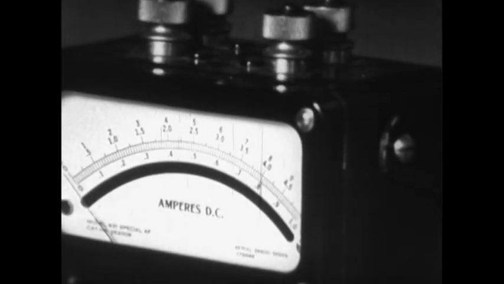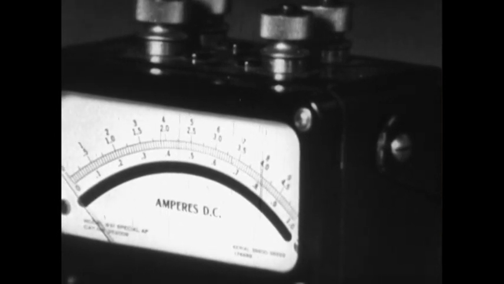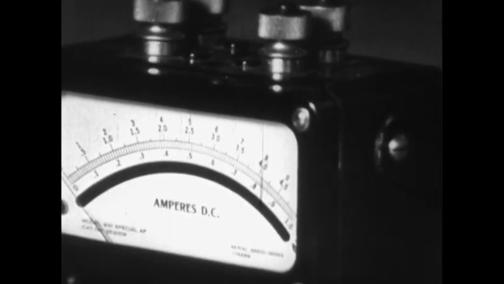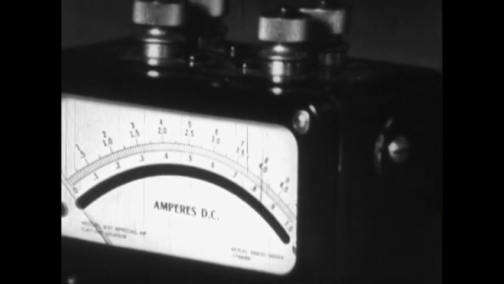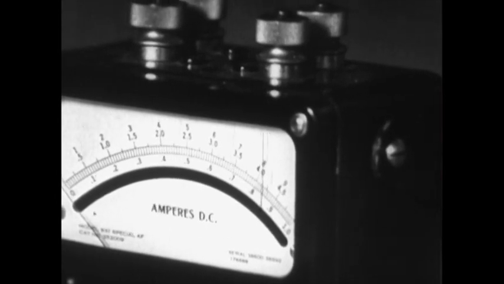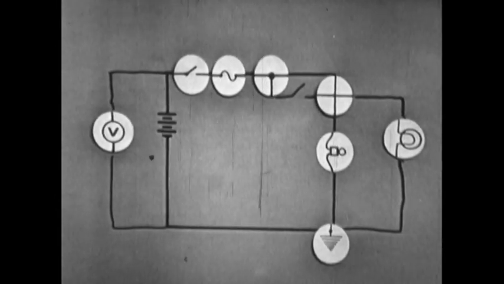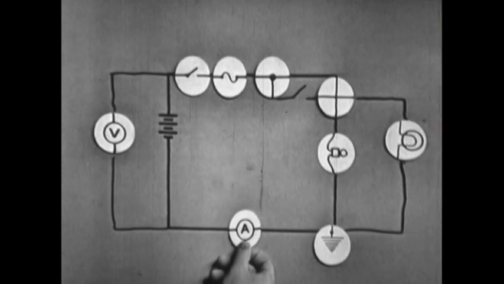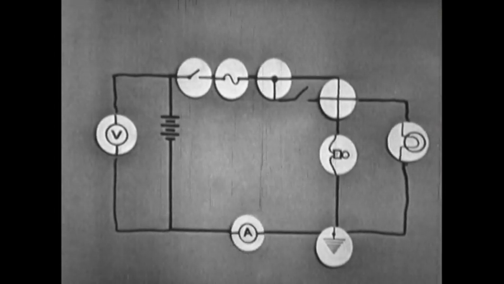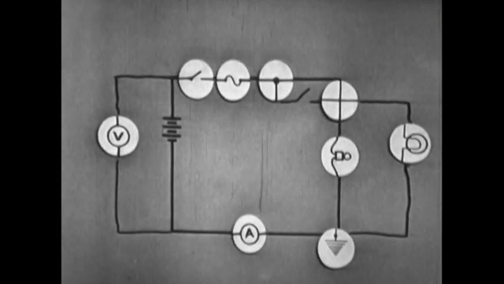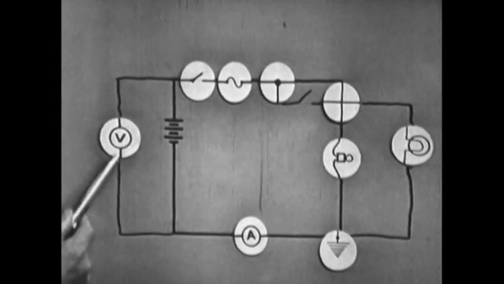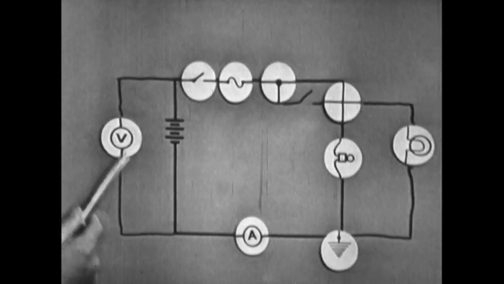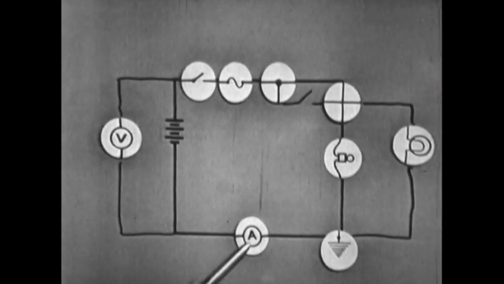Here's an example of an ammeter. These also are manufactured in various shapes and sizes, but some form of the word ampere will appear on the meter face. The symbol for the voltmeter and ammeter are similar. I'll add the ammeter symbol to the schematic. You can readily see the difference. V is for voltmeter and A is for ammeter.